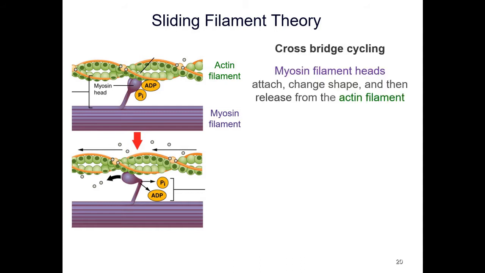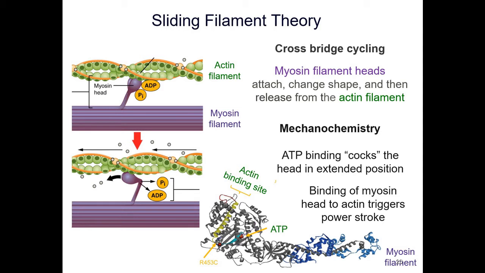The action happening here is called cross-bridge cycling. In cross-bridge cycling, a myosin filament head molecularly attaches to the actin filament. The myosin filament head then changes shape, which acts to pull on the actin filament, and then the myosin head detaches and returns to its original shape.